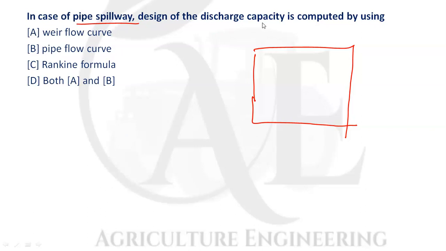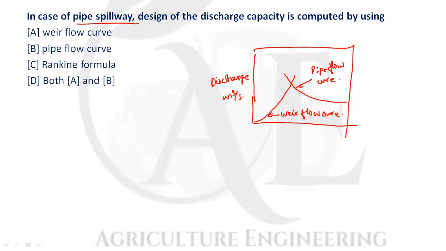In case of pipe spillway, the design of discharge capacity is computed by using this diagram. Discharge is in meter cube per second. There are two curves present in this pipe spillway. One is a weir flow curve, and another one is a pipe flow curve. The values here are 1.0, 2.0, 3.0. Two curves are used for distinguishing the characteristics of the drop spillway discharge capacity. So both A and B, option D is the correct answer.